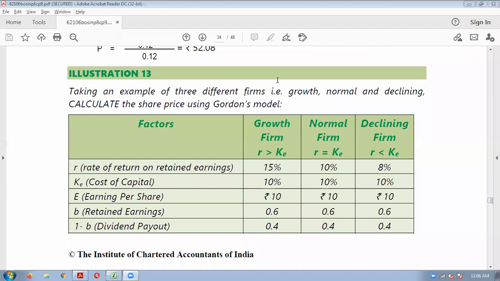As far as your examination is concerned, data will be clearly given. Confusion will not be there whether you have to apply the earnings formula or the D0 formula. If an examination question comes, it will be clearly written. Okay, so this makes everybody comfortable. Today I think we can stop here. Further we will continue in the next class.